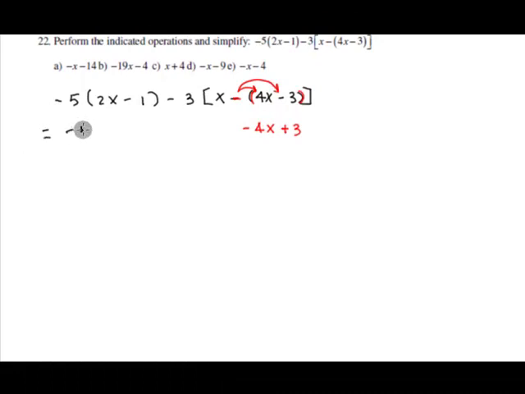So I'm going to rewrite -5 times 2x minus 1, minus 3 bracket x. So I did the minus of 4x minus 3. When I remove the parenthesis, that turned into -4x plus 3, close bracket. Now we want to combine the like terms within the bracket here. So within the bracket, what are my like terms? The x and -4x. Those are the like terms.